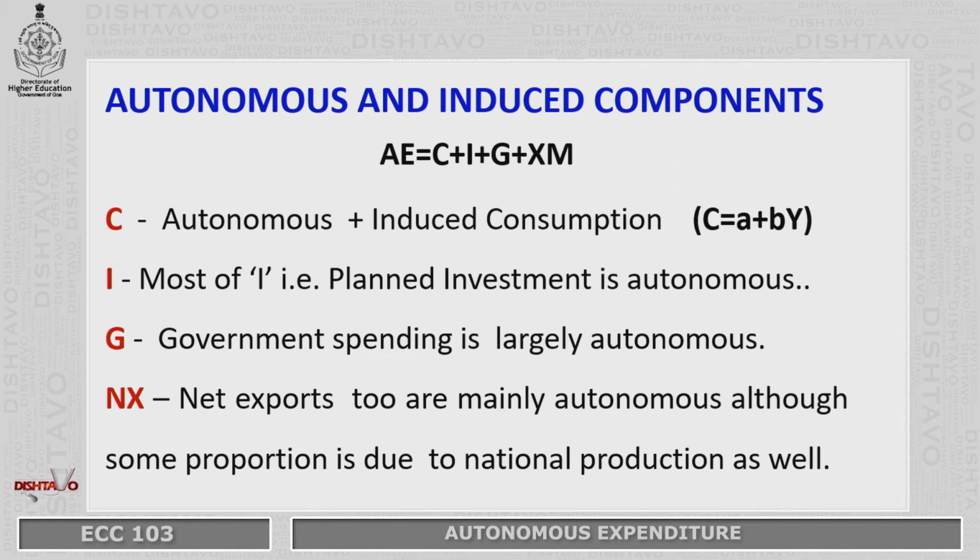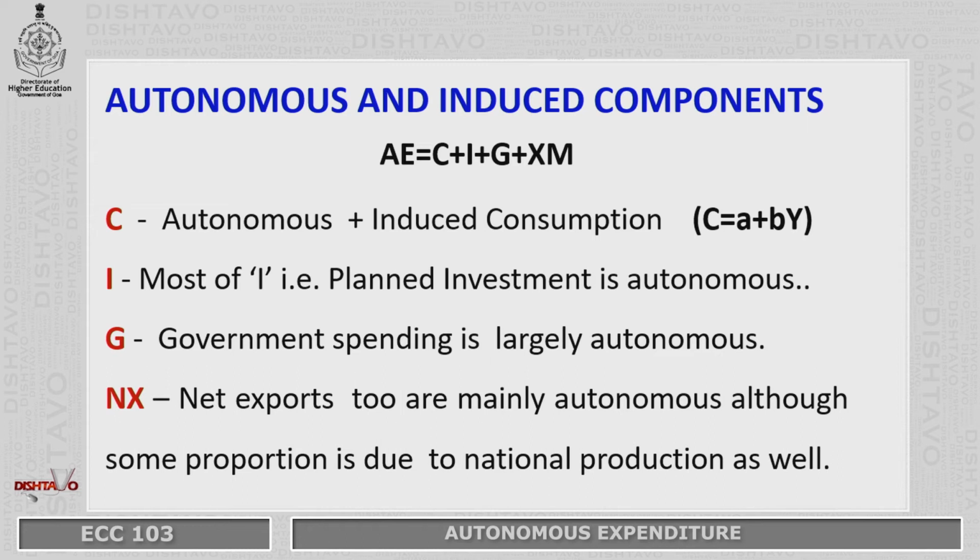The total aggregate expenditure in an economy is comprised of two components. They are the autonomous component and the induced component. Look at this equation here, which states that aggregate expenditure AE is equal to C plus I plus G plus XM, where C is household consumption, I stands for planned investment, G is government expenditure, and XM are the net exports, or the difference between exports and imports during a given year. Let's take each of these components.